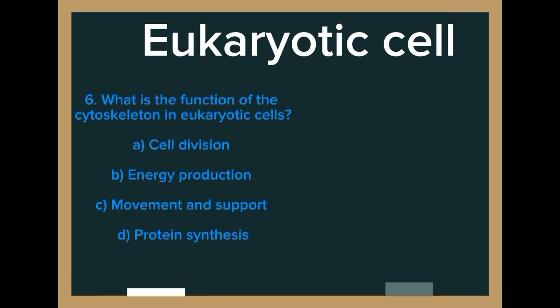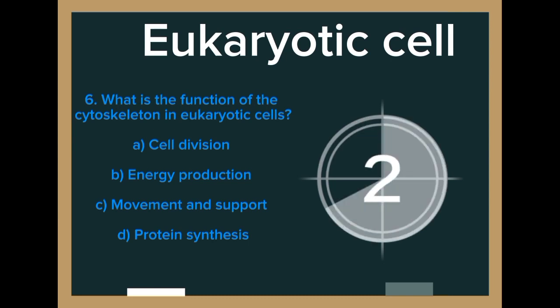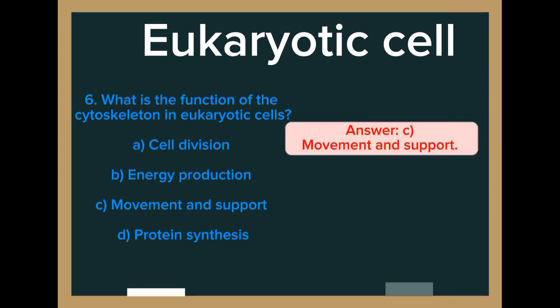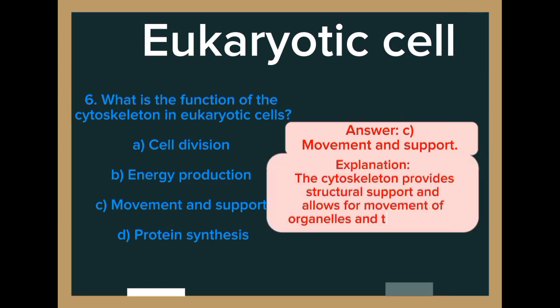6. What is the function of the cytoskeleton in eukaryotic cells? A. Cell division. B. Energy production. C. Movement and support. D. Protein synthesis. Answer C. Movement and support. Explanation. The cytoskeleton provides structural support and allows for movement of organelles in the cell itself.